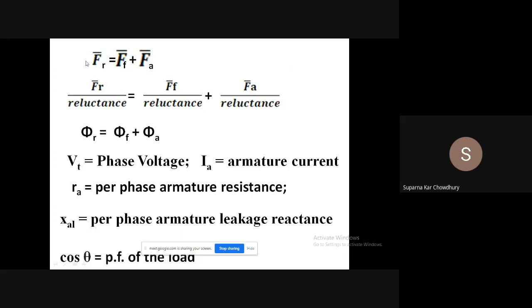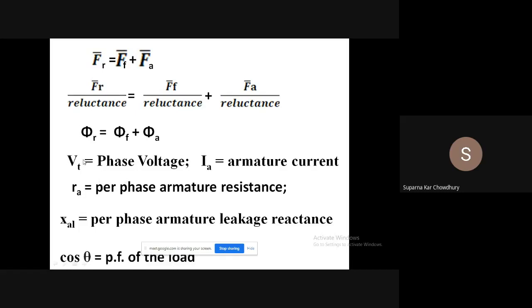Now Fr, the resultant, is equal to Ff plus Fa. As we are considering a cylindrical rotor machine, the air gap reluctance is constant. So if we divide by reluctance, we have Fr by reluctance equal to Ff by reluctance plus Fa by reluctance. So phi r is equal to phi f plus phi a.